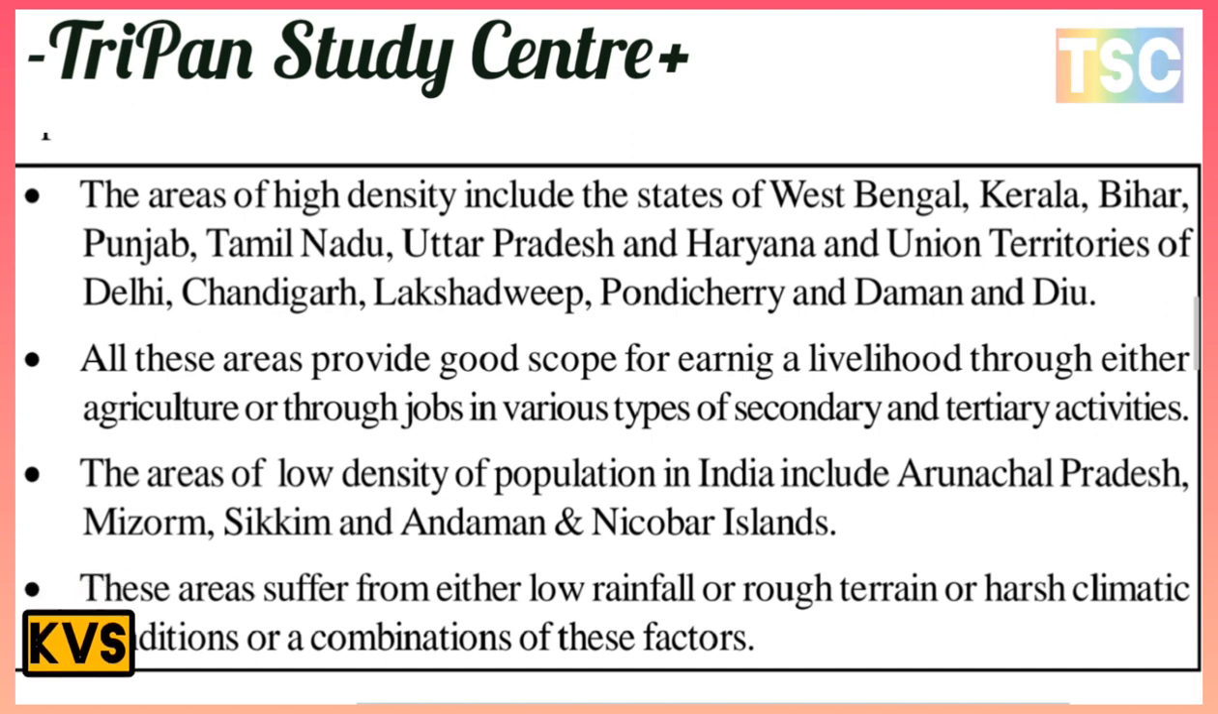The areas of high density include the states of West Bengal, Kerala, Bihar, Punjab, Tamil Nadu, Uttar Pradesh and Haryana, and the Union Territories of Delhi, Chandigarh, Lakshadweep, Pondicherry and Daman and Diu. All these areas provide good scope for earning a livelihood, either through agriculture or through jobs in various types of secondary and tertiary activity.